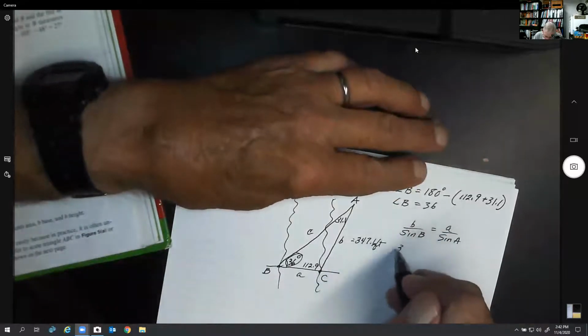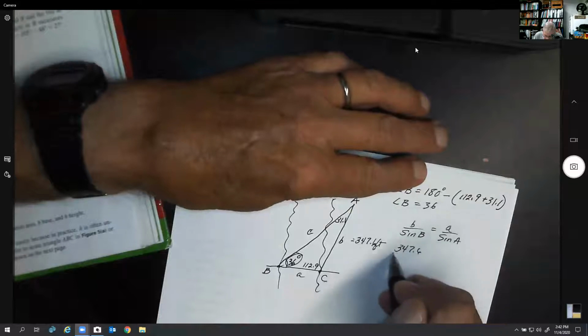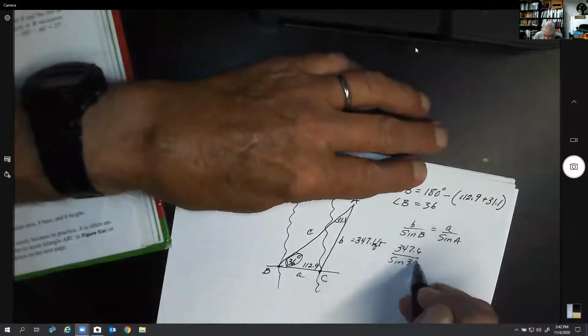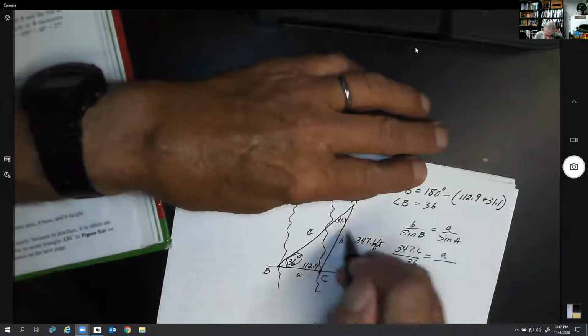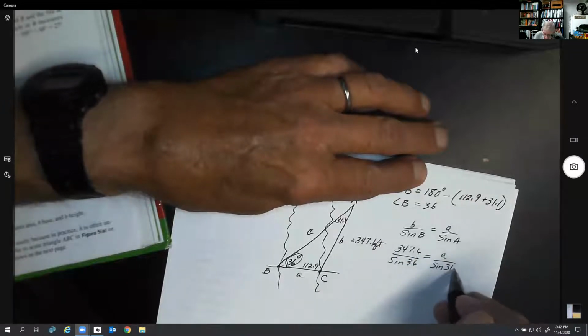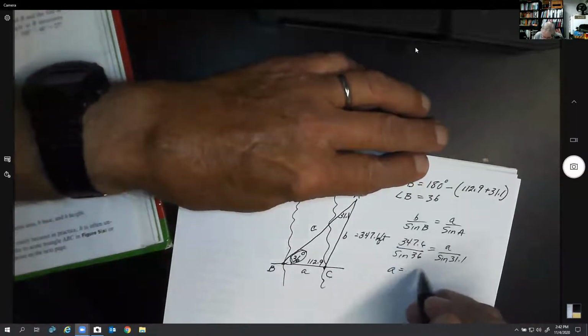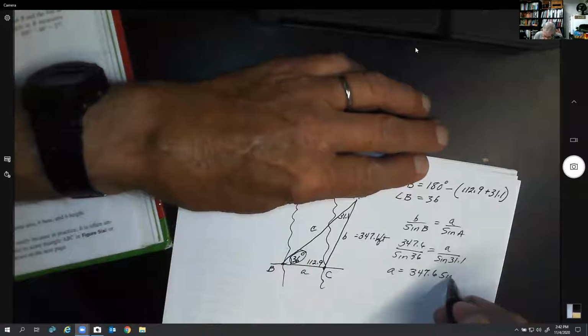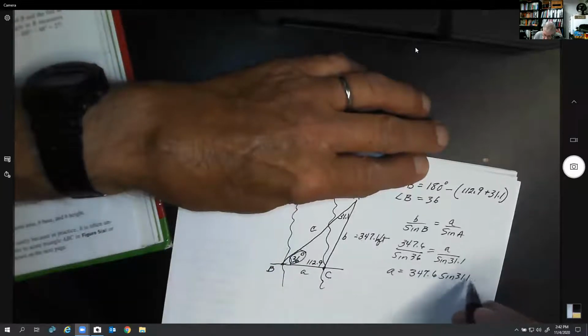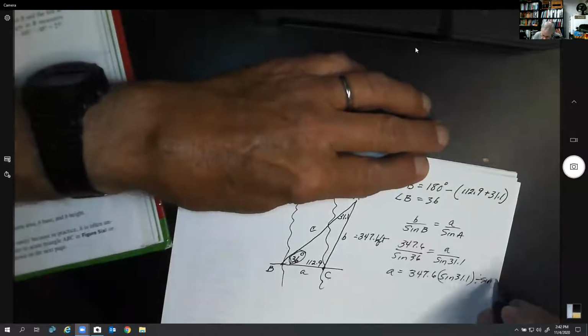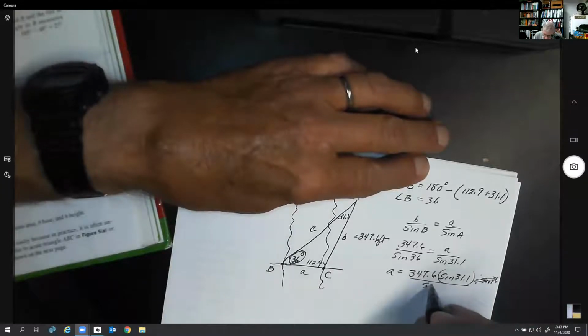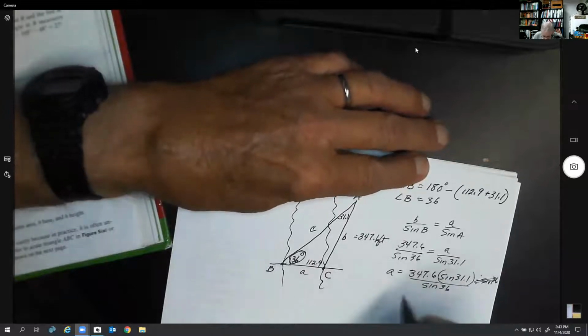So B, 347.6, is to the sine of 36, as A is to the sine of 31.1. So again, all we got to do is cross multiply. A equals 347.6 times sine 31.1 divided by sine 36. Almost didn't have enough room there. Okay. Or you could just put it over sine 36 like that. Okay. So what is A?